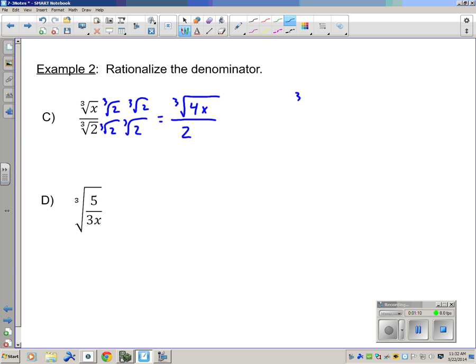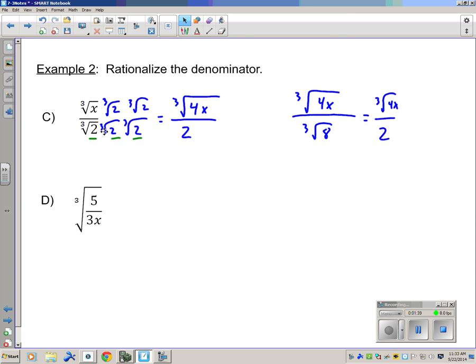Another way to look at this: up here, you get 4x, but down here, if you put those 2's back together, 2 times 2 times 2 gives you 8. And the cube root of 8 is 2. Again, it's just because you've got all 3 of these. Remember, you're looking for 3's. So you've got 3 terms down there, you can now find the cube root of 8. It gives you 2, because 2 times 2 times 2 gives you 8.